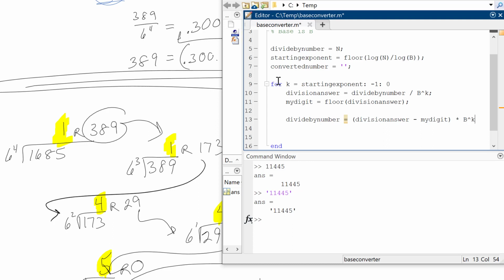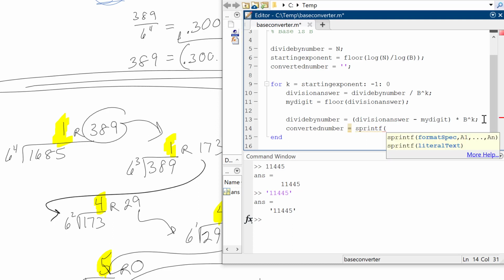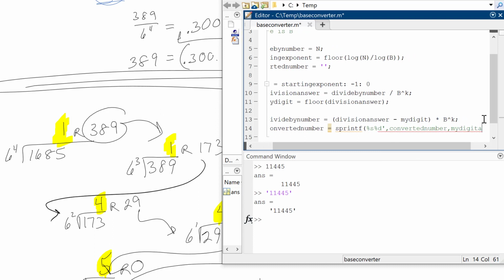And then what I'm going to do is add whatever my new digit is to the converted number. So I'm going to say converted number. I'm going to sprintf, so I'm just printf-ing it. If you don't know what this means, that's okay, but I'm going to put a string in front of it, basically going to smush everything else down: converted number, my digit. Oh, I forgot my quotes. Converted number, my digit.